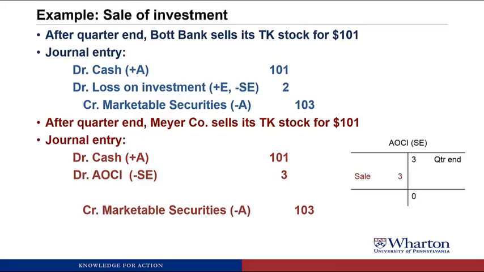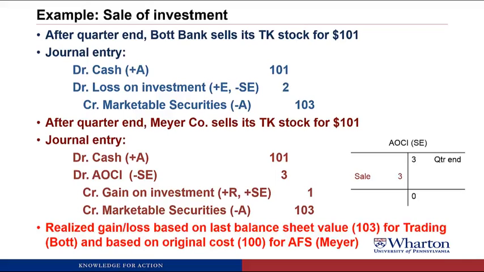We need to remove it from AOCI. And the way you remove it from AOCI is a debit. By debiting AOCI, it cancels out that credit and gets the gain out of there completely and leaves a 0 balance in AOCI. Then we plug, and it turns out that Meyer gets to record a gain on the investment. Because this is a realized gain, we actually realize this by selling the stock, it goes on the income statement. We'll go through retained earnings into stockholders' equity.